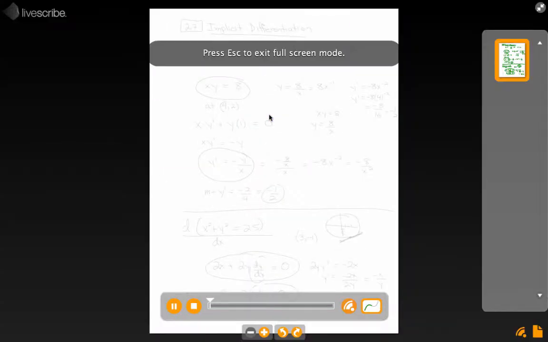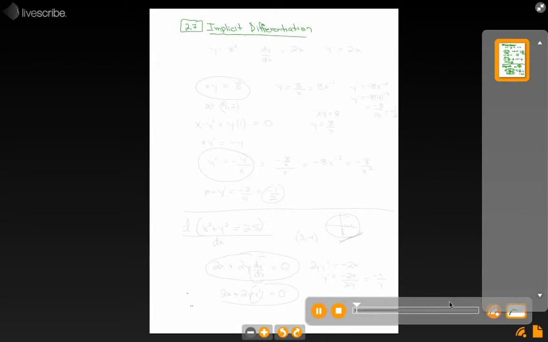This example comes out of section 2.7, implicit differentiation. So far in taking derivatives, every equation we've been given has been in the form y equals f of x, for example y equals x squared. We've been able to say the derivative of that, dy by dx, is equal to 2x, or if you prefer, y prime equals 2x. Everything's been solved for y, in other words, one variable explicitly written in terms of the other.